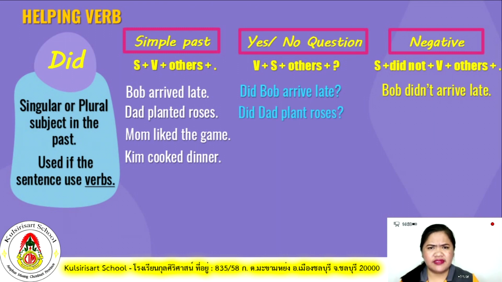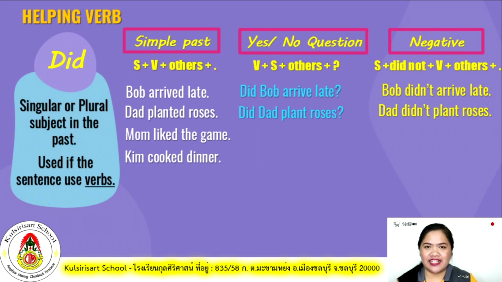Next, Dad planted roses. It will become, did Dad plant roses? Okay. How about in the negative? What will happen in the negative? The subject is Dad. Very good. You are going to use Dad didn't, plus, what is the verb? Plant. Okay. Dad didn't plant roses.